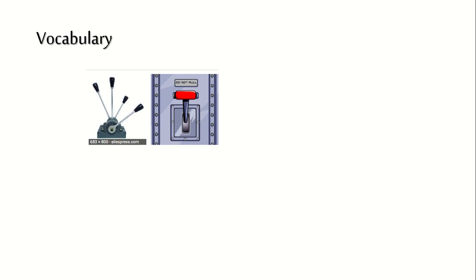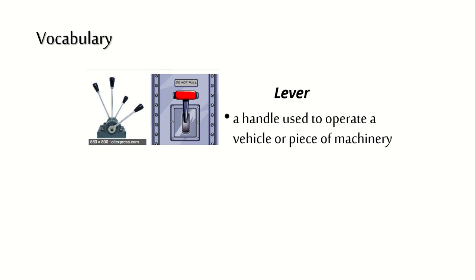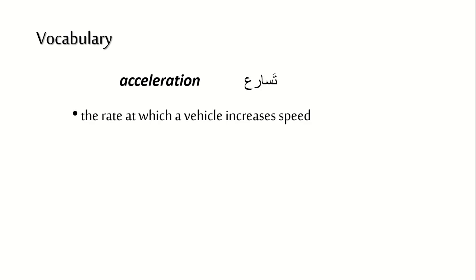We find these in machines and sometimes in cars, and this is called a lever. Lever. We should pay attention to the pronunciation of the word lever. A handle used to operate a vehicle or a piece of machinery. Acceleration. Acceleration. The rate at which a vehicle increases speed.